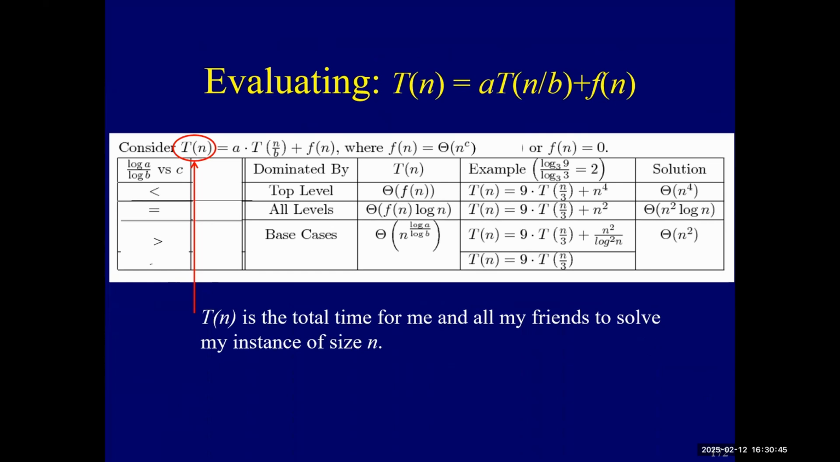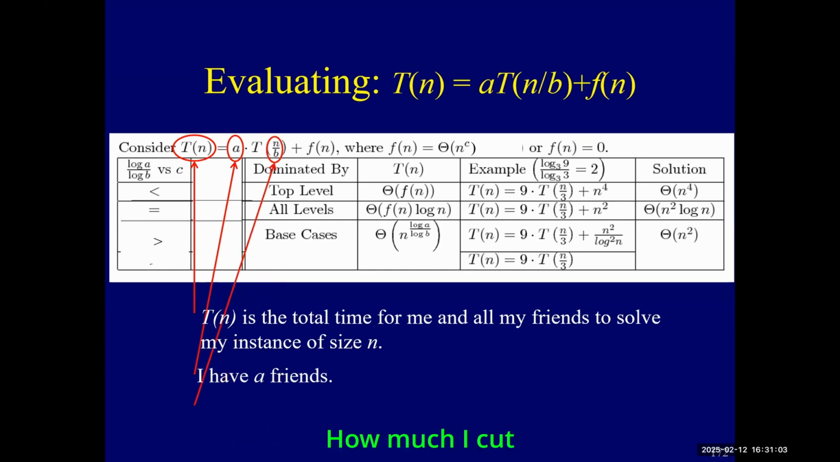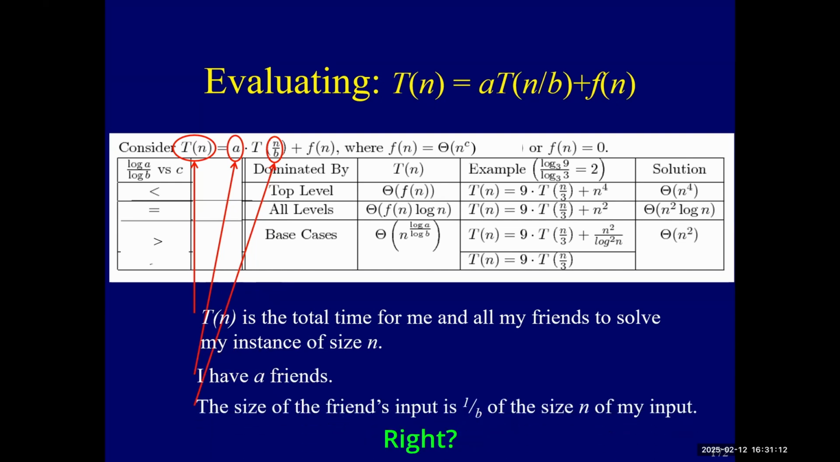Right, so here's a little table. What does it say? T of n is the time for me and all my friends to solve the problem on input of size n. A is the number of friends. B is how much I cut the input down by. I go from an input of size n to an input size of n over b.